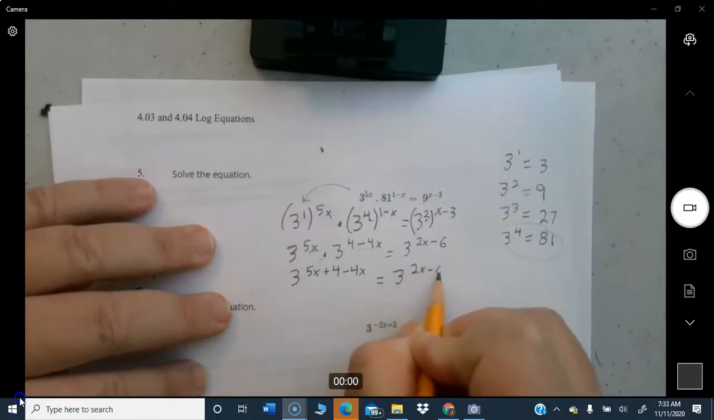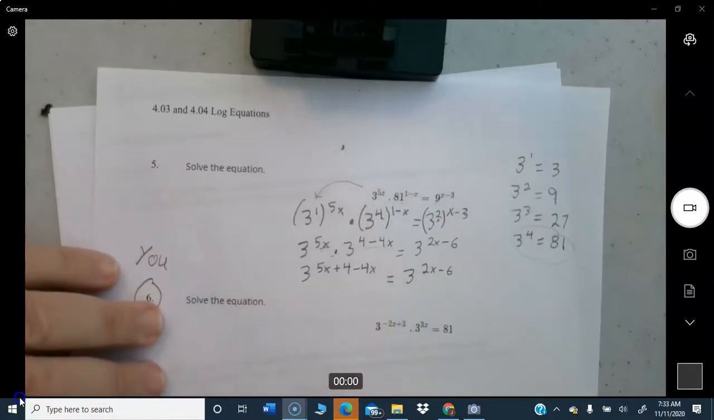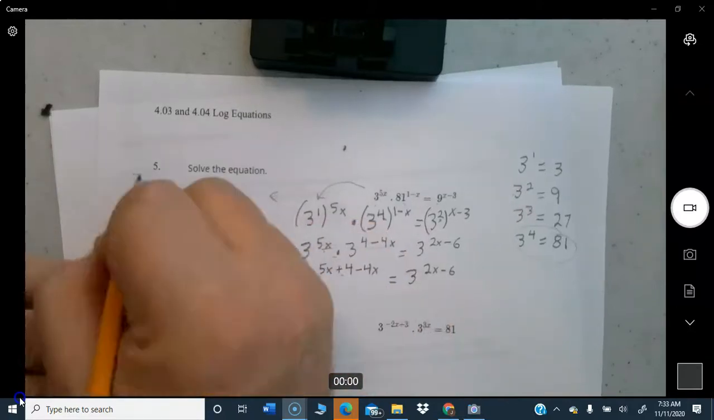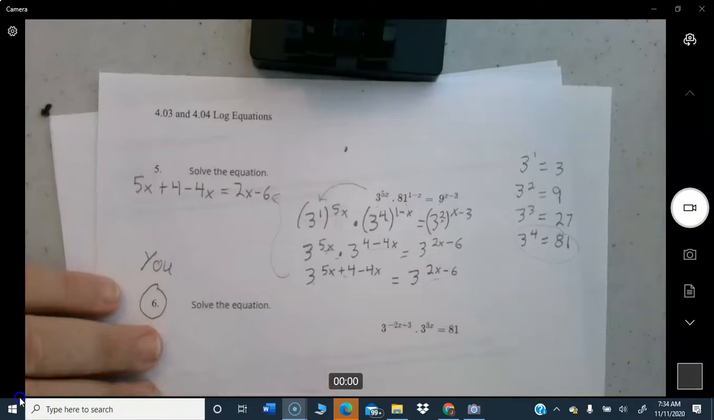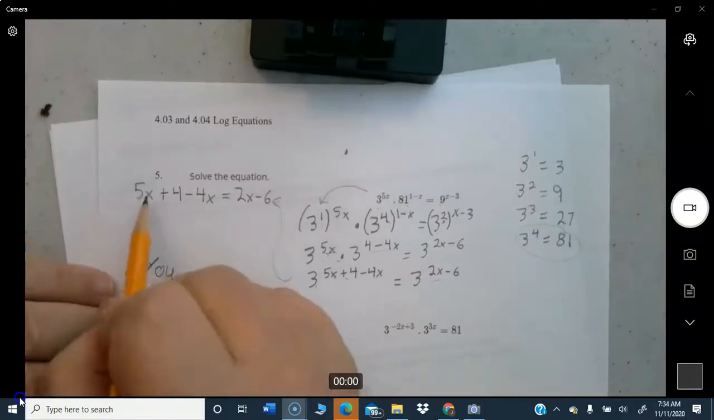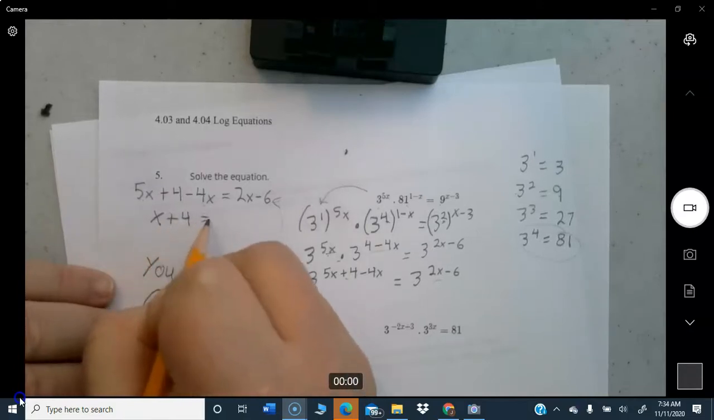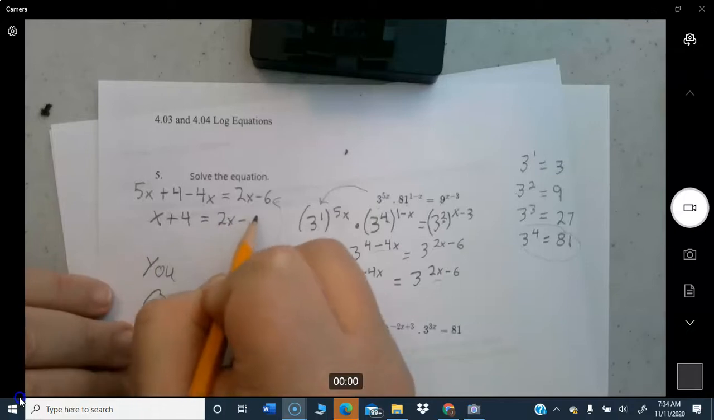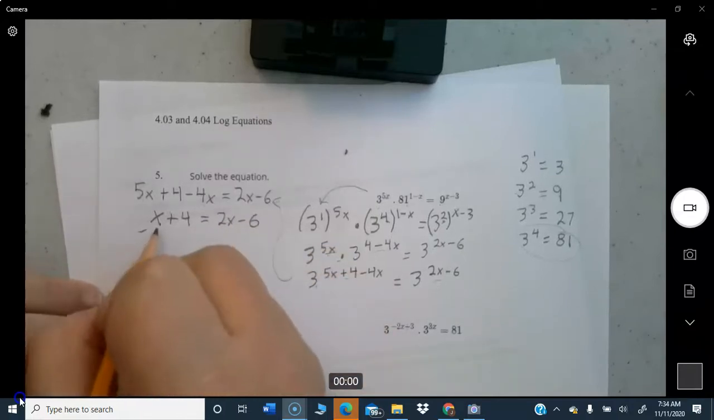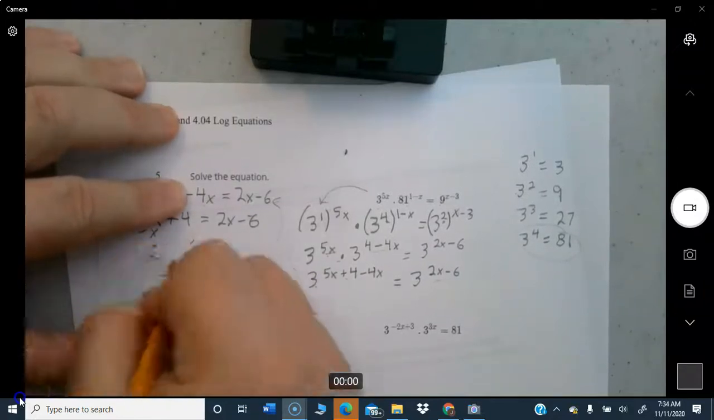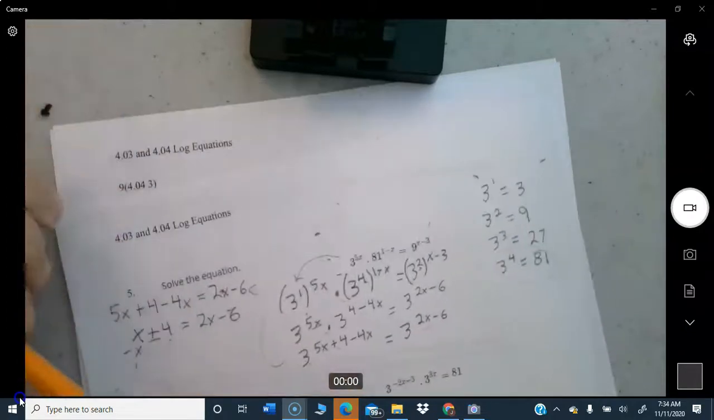All right, and we've seen that if 3 raised to this power equals 3 raised to that power, then these two exponents have to equal each other. I'm going to come up here and write that up here. Okay, so there you go. It's just a simple algebra problem. We'll combine 5x minus 4x, which gives you x plus 4 equals 2x minus 6. Subtract x from both sides. Let me get rid of this. Wrote that in the wrong place. I'll just write it down here.